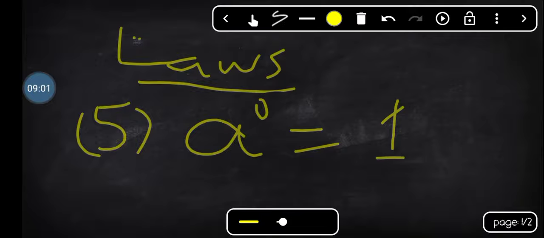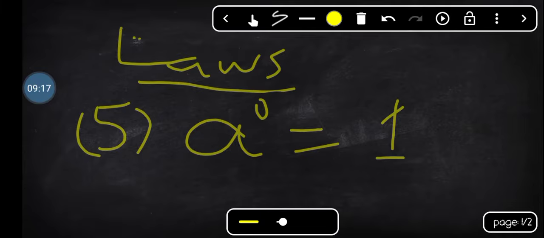Any number in the world, be it 1 million raised to power 0, you are going to have 1. 100,000 over 0 raised to power 0 is going to give you 1. So that is it. You must take note of that.